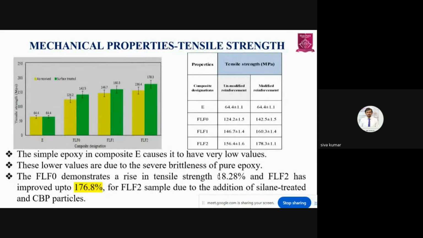Here, these are the tensile properties of epoxy and FLF0, FLF1 and FLF2. So it is almost 176% improved for FLF2. That means 178 megapascal, whereas pure epoxy has only 64 megapascal.